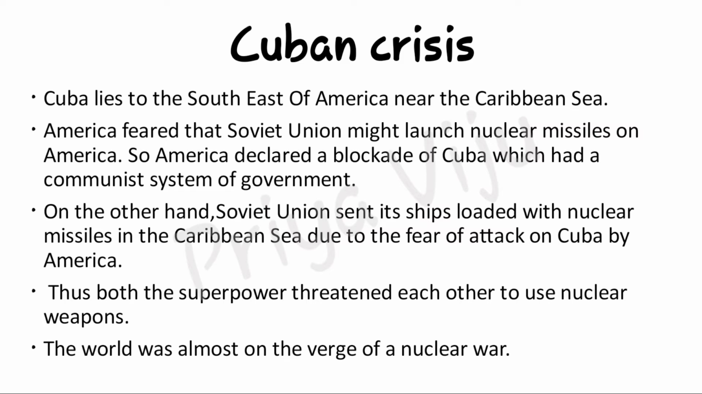So, America declared a blockade of the communist Cuba. Cuba ke upar ek blockade, that is ek preventing rule dala. To defend Cuba against possible attacks of America, Russia sent ships loaded with nuclear missiles in the Caribbean Sea. To jab US ne uske upar blockade dala, unko help karne ke liye Russia Cuba ke Caribbean Sea mein apne ships leke aaya. And you know, dono ke haath mein abhi weapons hain. Kaun sa weapons hai? Nuclear weapons hain. Aur abhi agar ek war shuru ho gaya toh poora duniya khatam ho jayega.